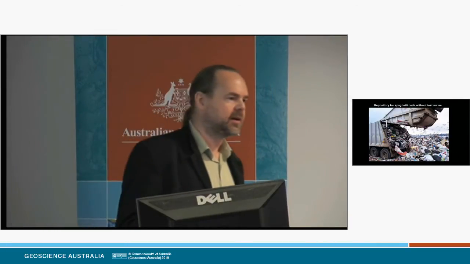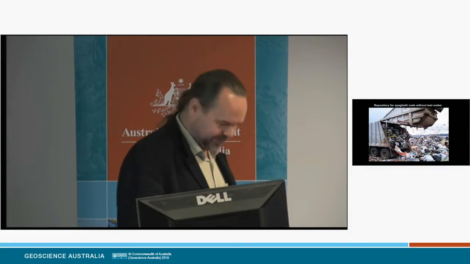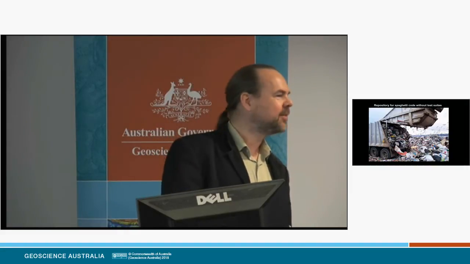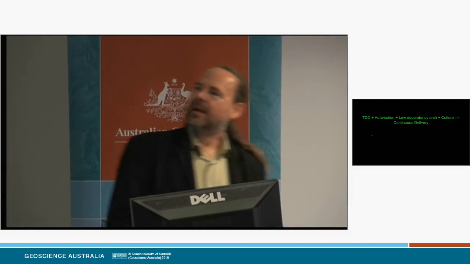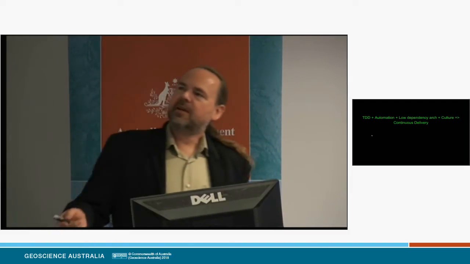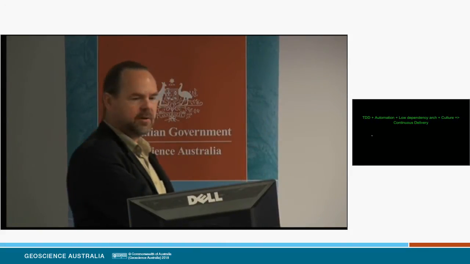And so I just said, if we have spaghetti code, high dependency architecture without tests, we cannot use it to make decisions. And this is the repository where we should put it until it has been fixed up with tests around it. So enough of that. Test-driven development, together with automation, low-dependency architecture, and cultural change, lead to a very, very interesting concept in software engineering called continuous delivery. And I'll just talk a little bit about that, because it's a direction we are pursuing.